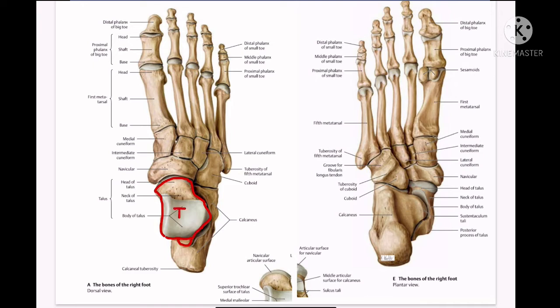Talus, dorsal view. Next I am showing you the outline of the talus in the plantar view. Part of the talus is visible in the plantar view. Talus in plantar view.